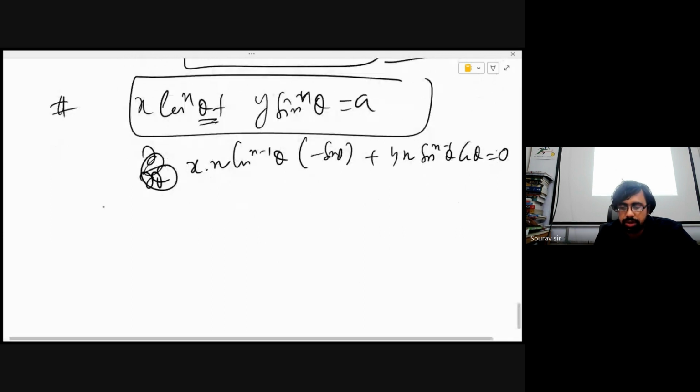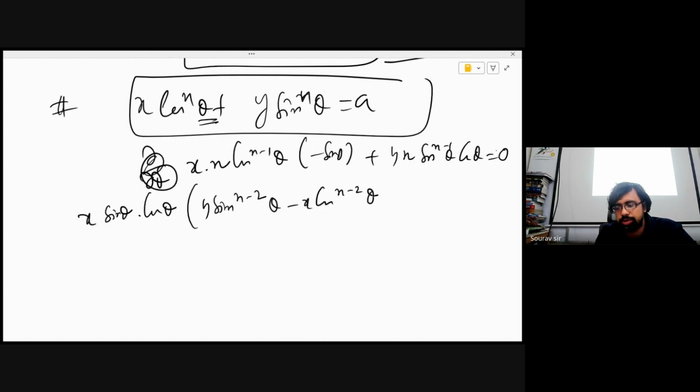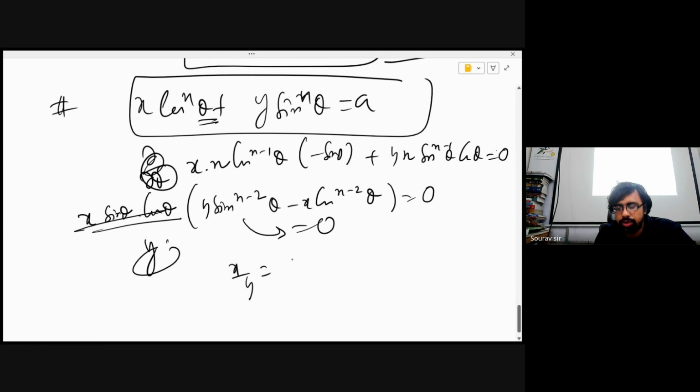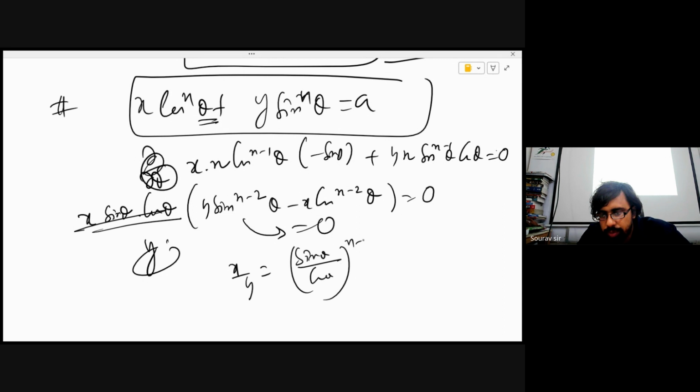Next here, x sine theta, cos theta is common. So y sine n minus 2 theta minus x cos n minus 2 theta equal to 0. So finally, both of these cannot be zero, so y sine this part is only equal to 0. So x by y equals sine to the power n minus 2 theta by cos to the power n minus 2 theta. Okay, so we get sin theta by cos theta whole to the power n minus 2.